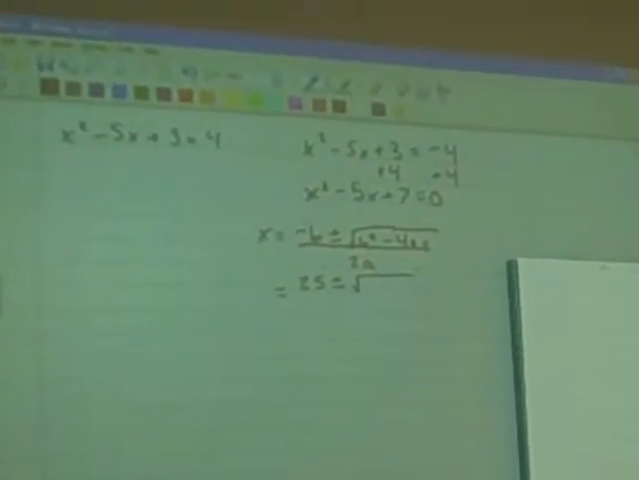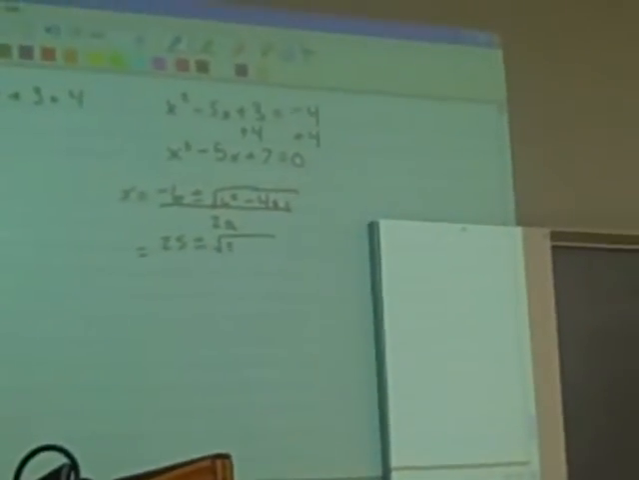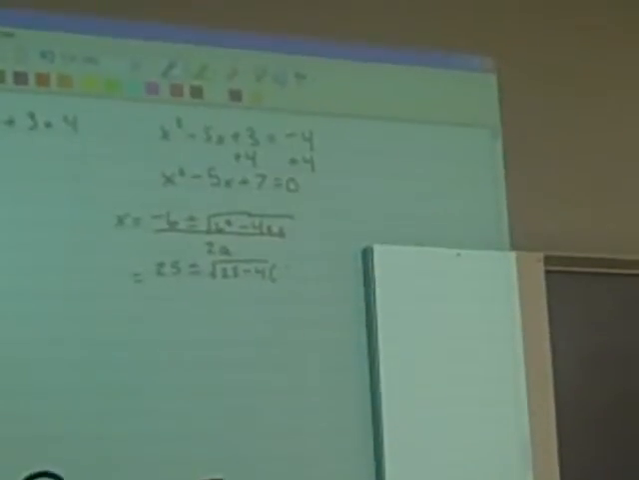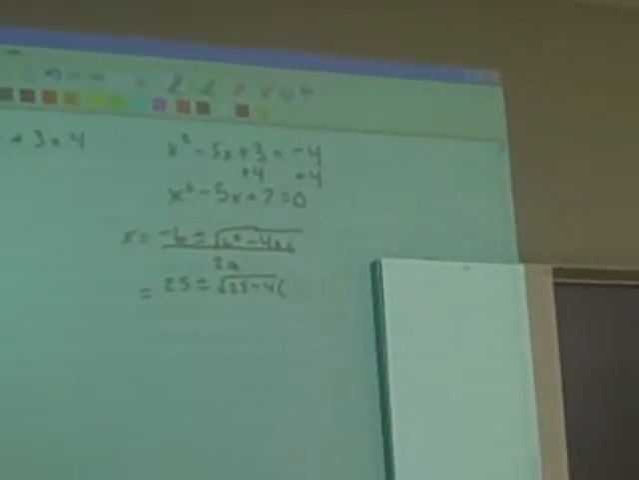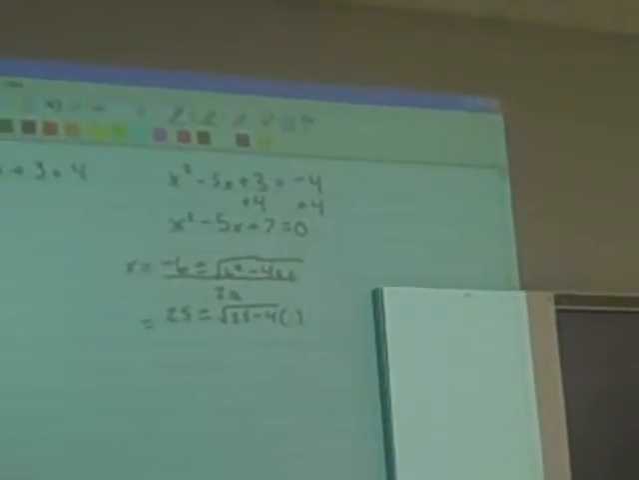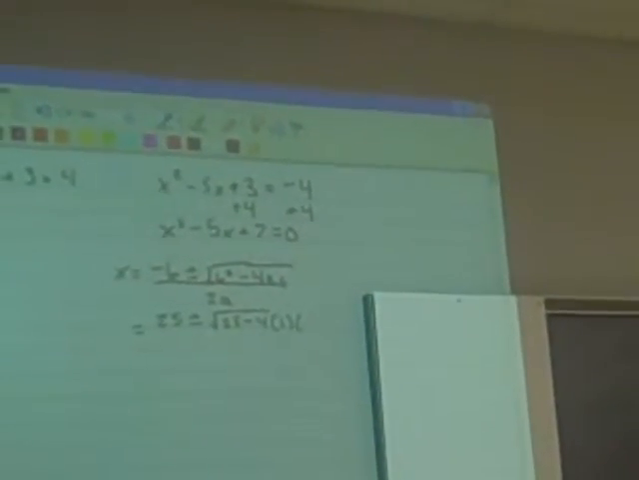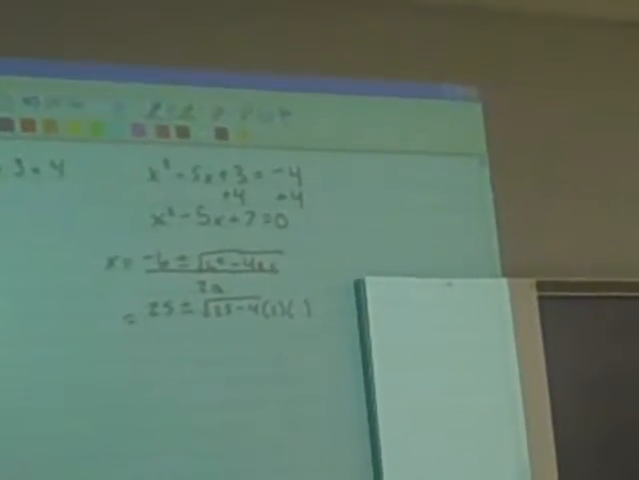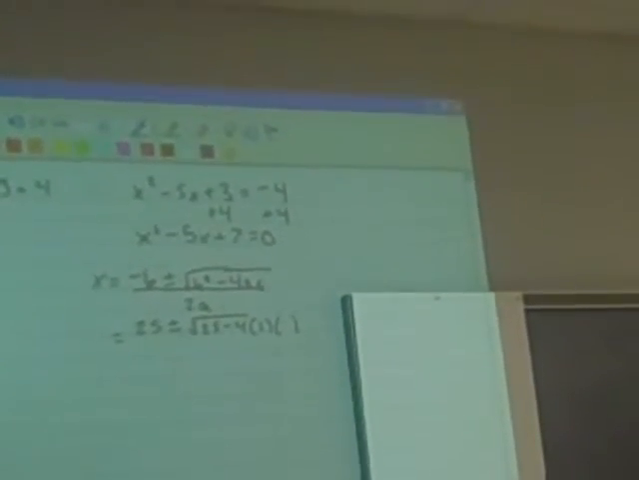Nine's complicated. 29? How'd you get 25? 5 times 5, or negative 5 times negative 5. B squared. B is -5. That says -6. No, it says B squared, on the outside, in the front.